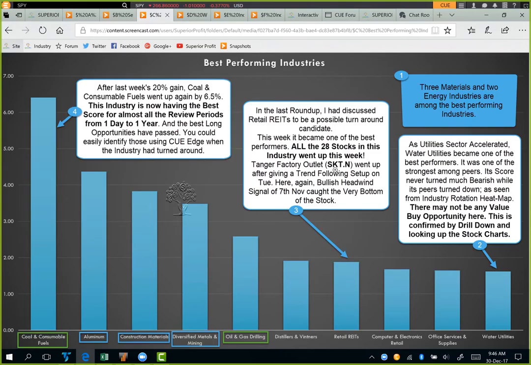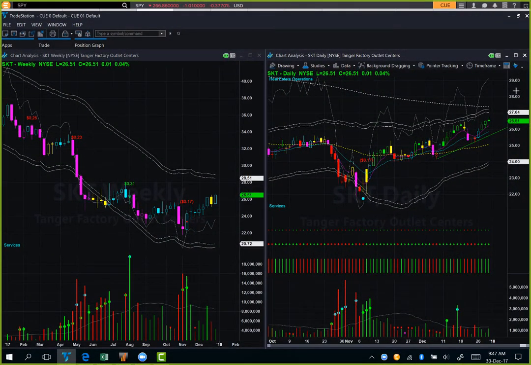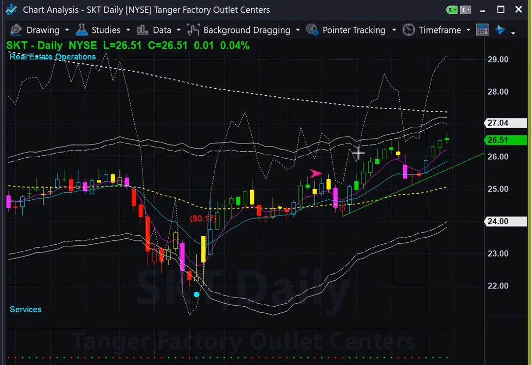Let's have a look at this stock, SKT. This is Tanger Outlet SKT using the at a glance template. In the daily chart, it had already created higher high and higher low.